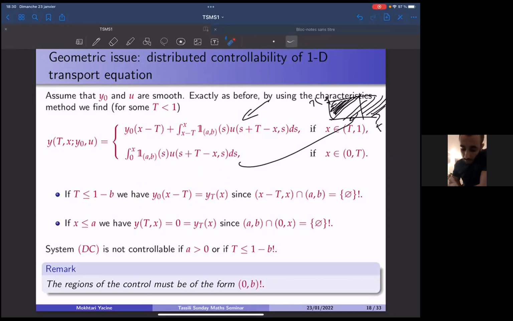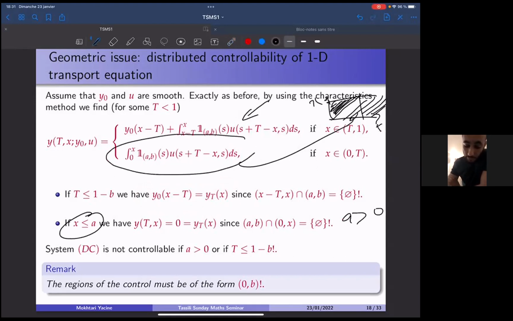Also, if we assume that a is larger than 0, then for x less than a, also this integral will be 0. And therefore, we will assume that y_T of x equals 0, which is violating the target state, which doesn't fulfill the definition of controllability. And so we have two necessary conditions. The first is a equals 0, and the second, that the time of control is larger than 1 minus b. And now we see that the control region must be of the form (0,b), so a equals 0, and there is again a phenomenon of a minimal time of control.